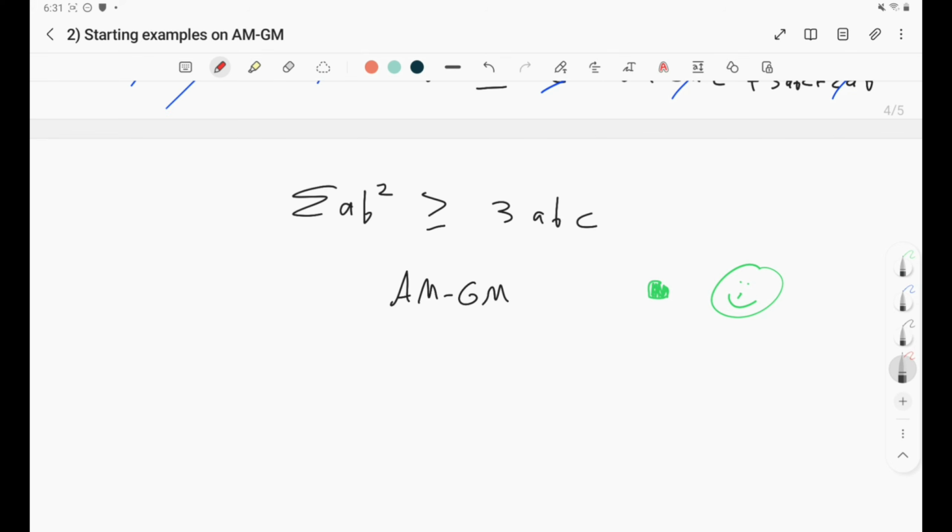Alright, my friends, so that's it for our first starting examples on the AMGM. In the following lesson, we'll also be discussing another set of ideas and some nice examples on the AMGM, because we want to master the AMGM before we can go further with any other inequality, as this is really an essential one you need to master in your mathematical inequalities journey.